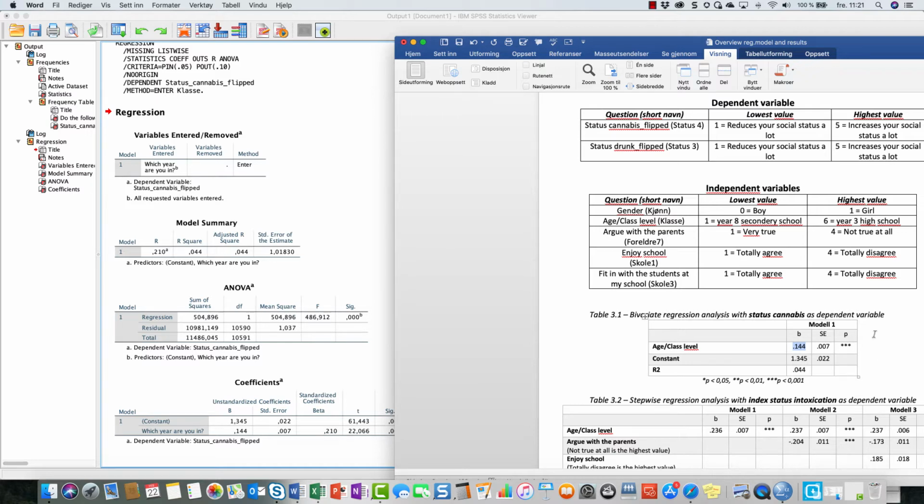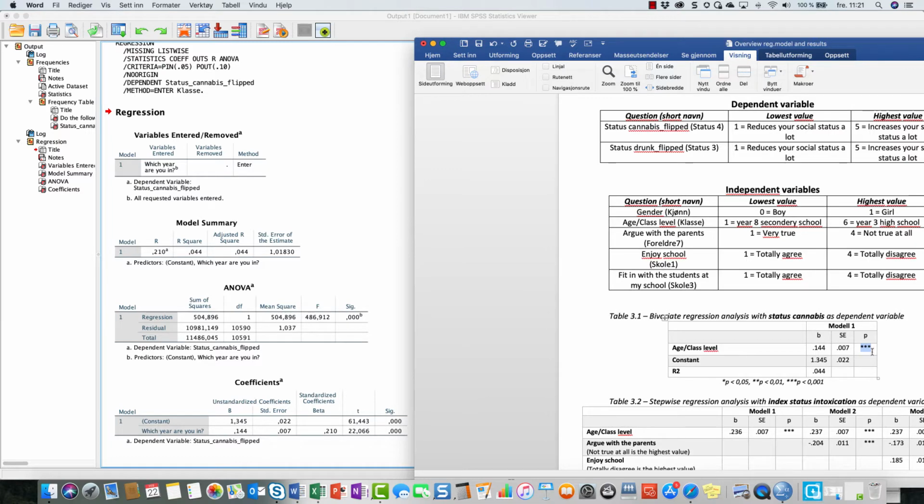Can I generalize these results to the population? Yes, I can, because it's significant. And I can be 99.9999% sure. You find the level of significance here, and it's highly significant. So I put in three stars. So okay, that was the interpretation of the first bivariate regression model.